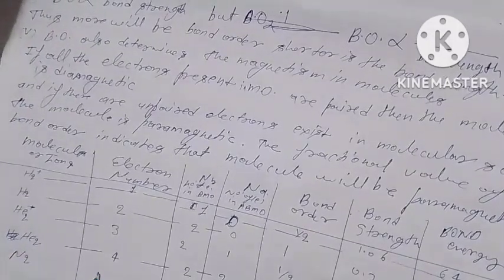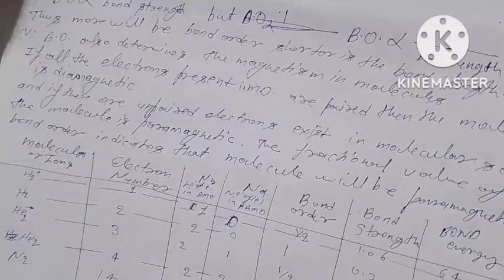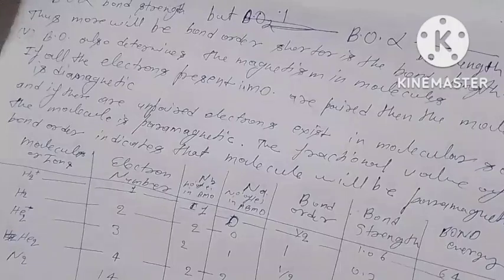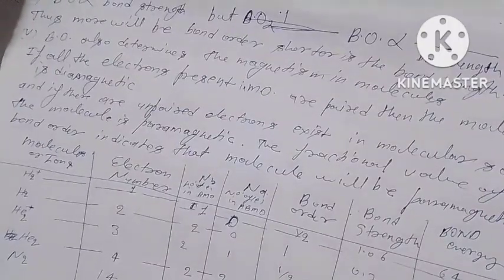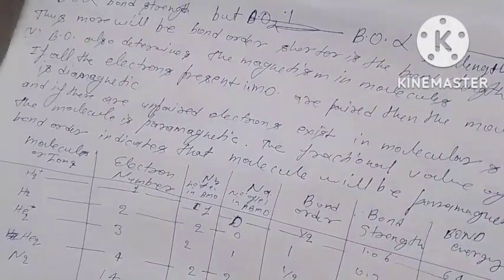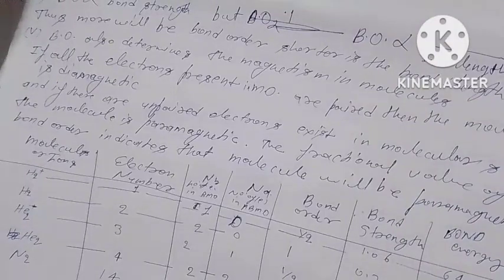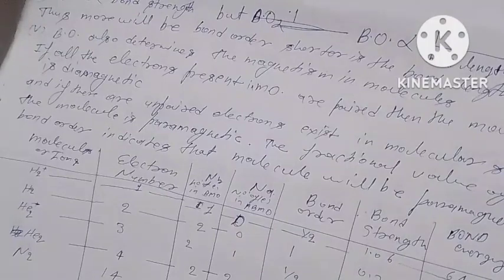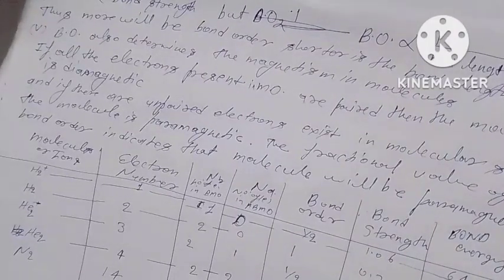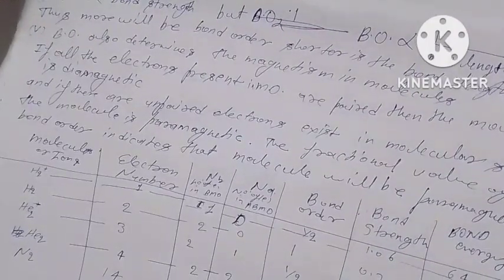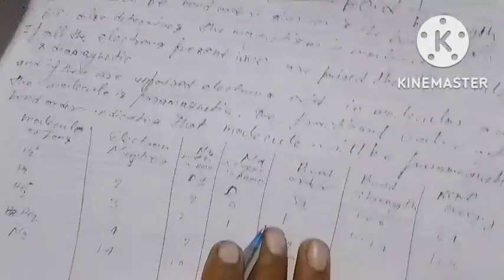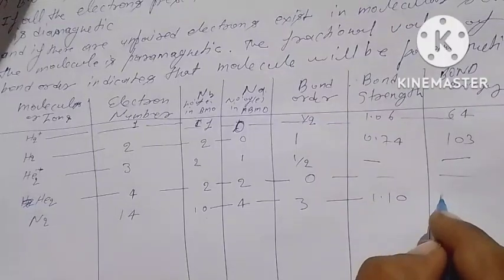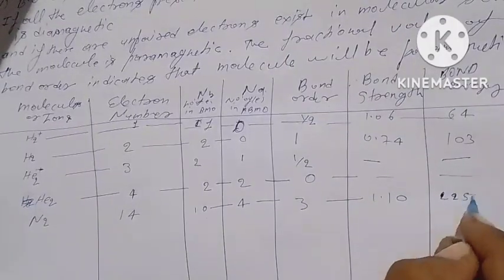Nitrogen: number of electrons 14. Nb is 10 and Na is 4. Bond order is 3, bond strength 1.10, and bond energy 225.